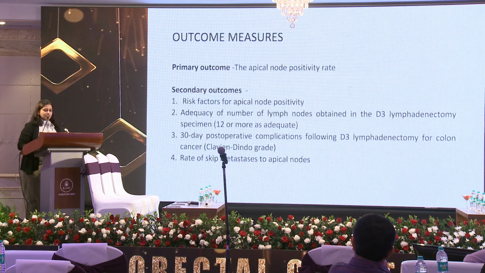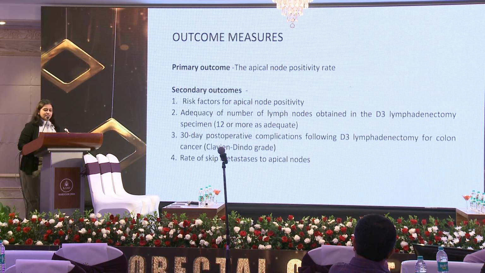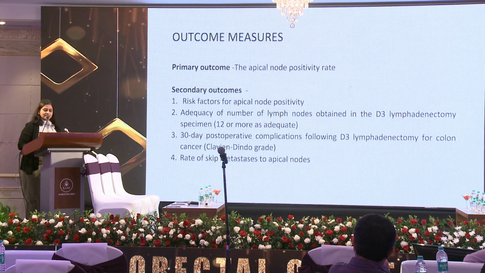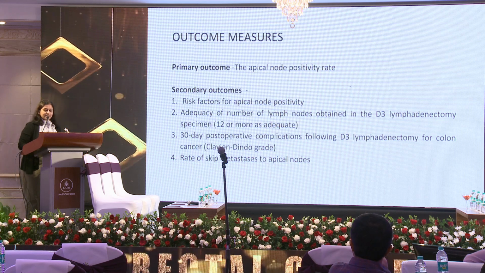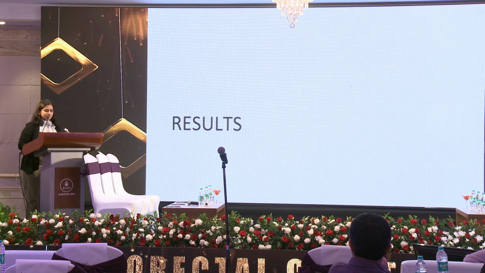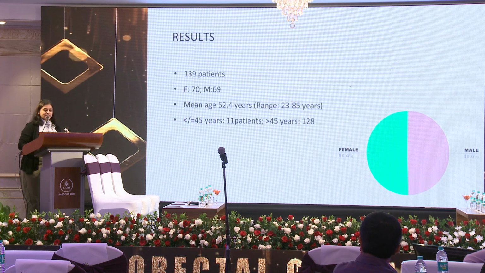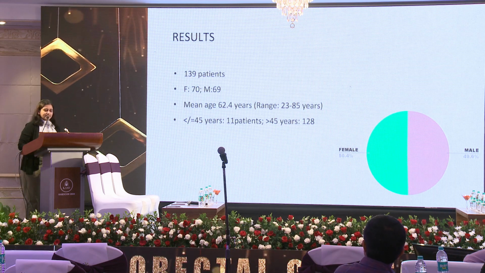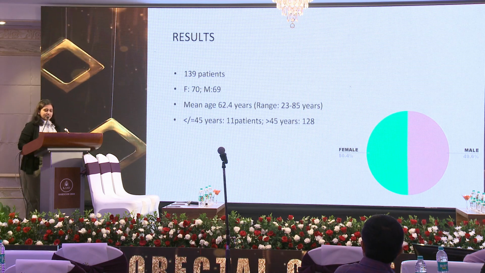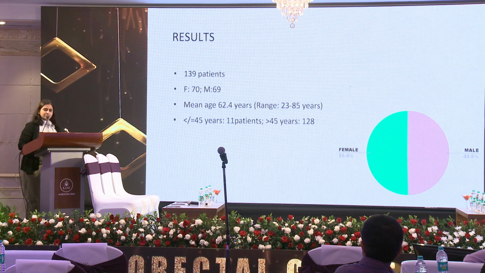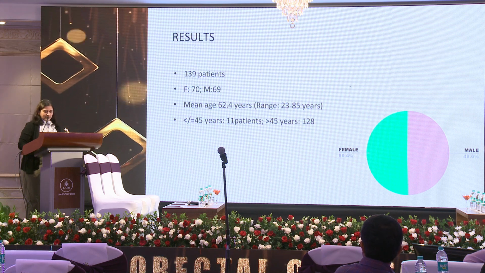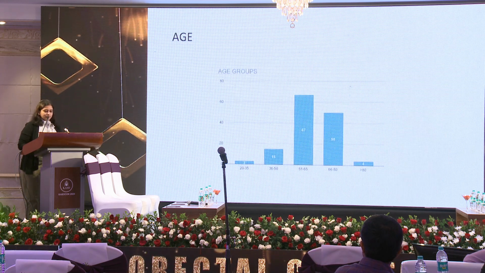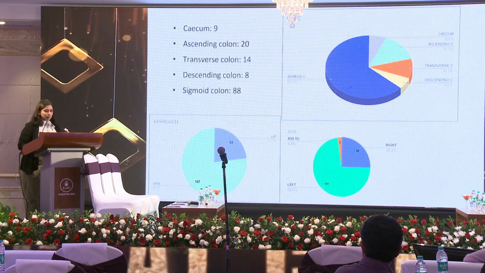Our primary outcome was the apical node positivity rate, and secondary outcomes were the risk factors for apical node positivity, adequacy of lymph nodes, 30-day postoperative complications, and the rate of skip metastasis to apical nodes. We had a total of 139 patients, of whom 70 were female and 69 were male. The mean age of the population was 62.4 years, ranging from 23 to 85 years. We had 11 patients in the young age group. Most of them were in the 50 to 80-year age group.